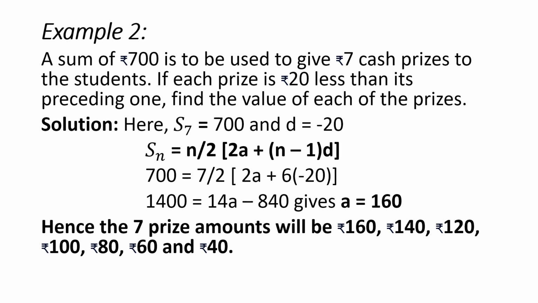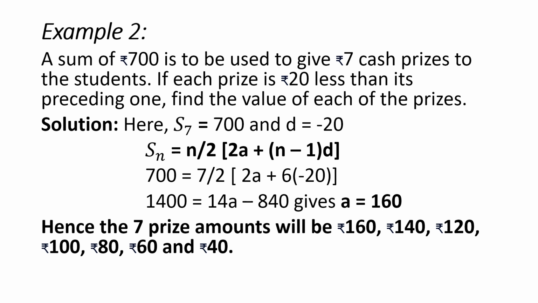Example 2. A sum of 700 rupees is to be used to give 7 cash prizes to the students. If each prize is 20 rupees less than its preceding one, find the value of each of the prizes. Now since we are given that the second term of the AP is less than the first term by 20, the common difference d is equal to minus 20 because it decreases by 20 rupees.